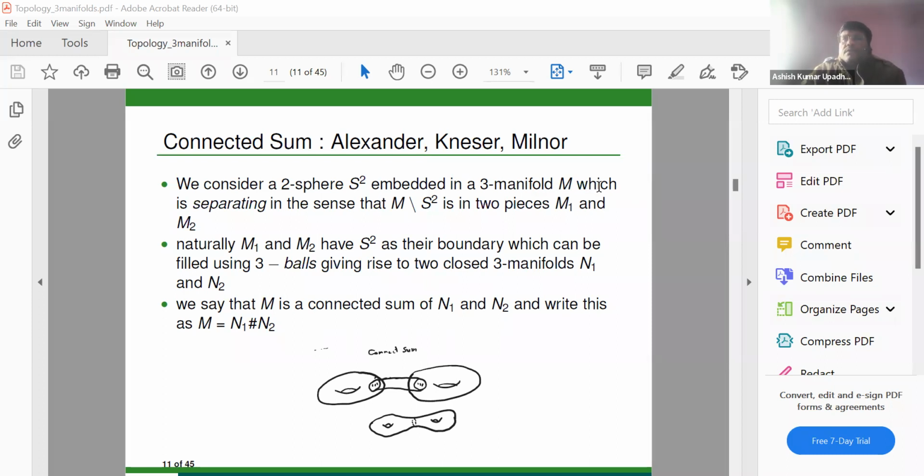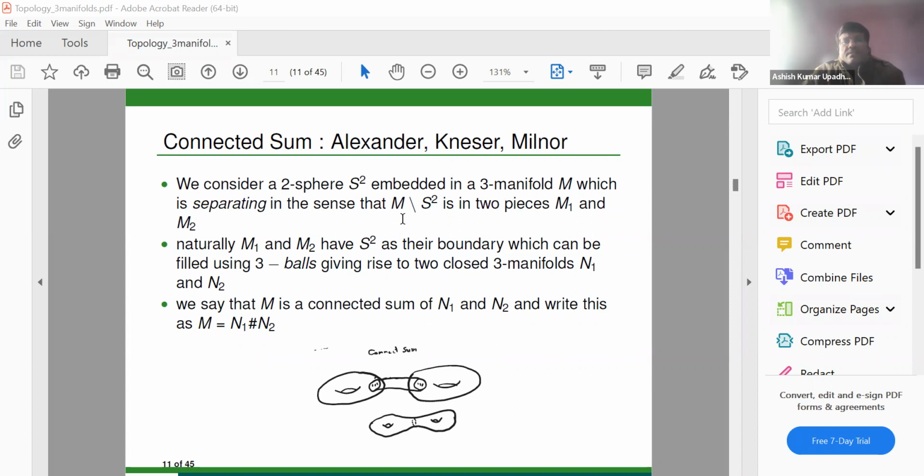So when we have a simple closed curve lying in R2, we can talk of the Jordan curve theorem. Okay, so the simple closed curve separates. Similar kind of situation we are creating here in an attempt to understand our three manifold. Consider a two sphere embedded in a three manifold, which is separating.